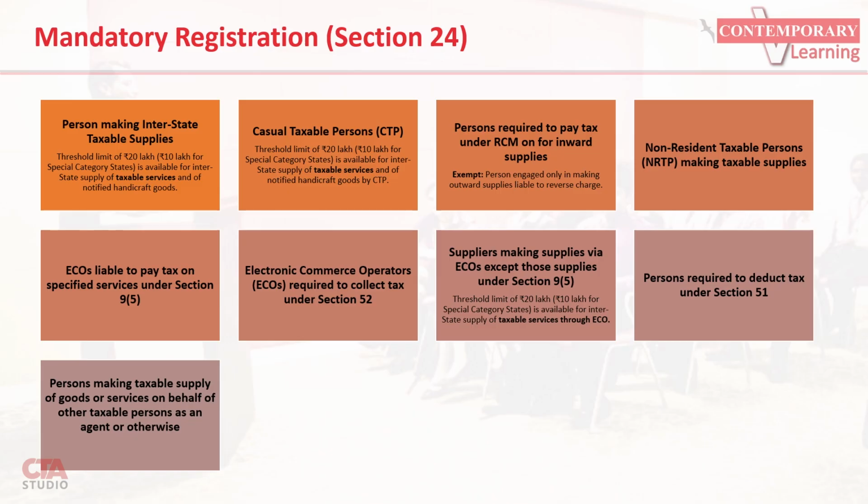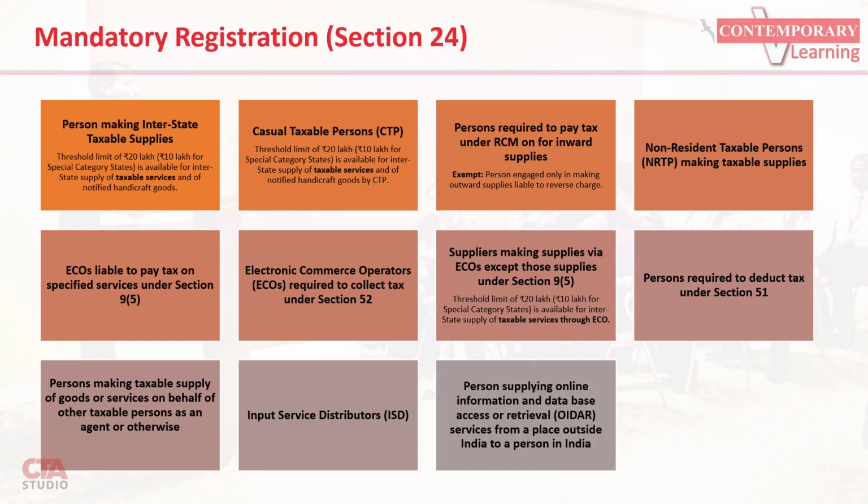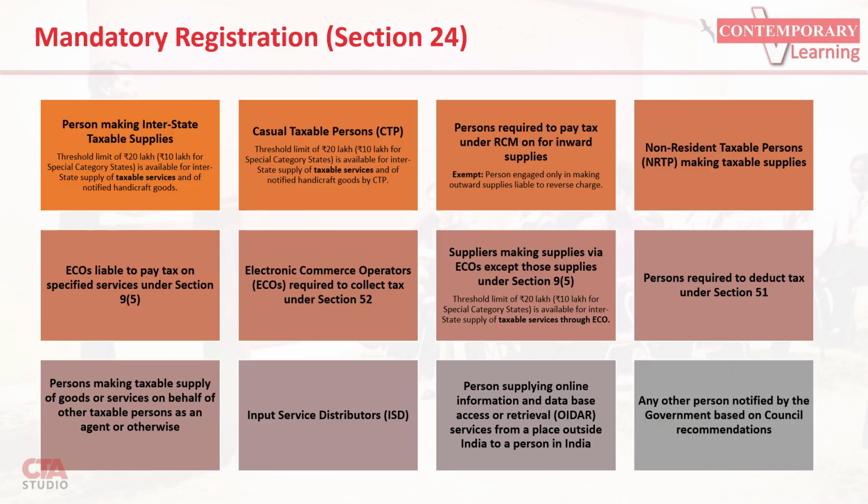Persons making taxable supply of goods or services on behalf of other taxable persons as an agent or otherwise. Input Service Distributors, ISD. These are entities that receive invoices for services and distribute the credit to other entities. Persons supplying online information and database access or retrieval, OIDAR services from a place outside India to a person in India. Any other person notified by the government based on GST Council recommendations.